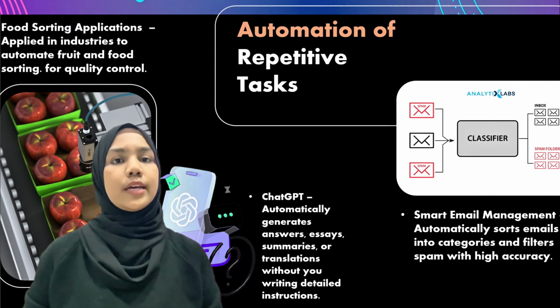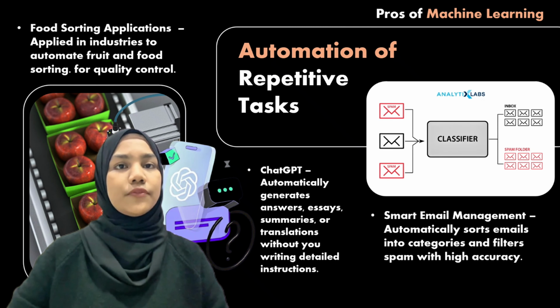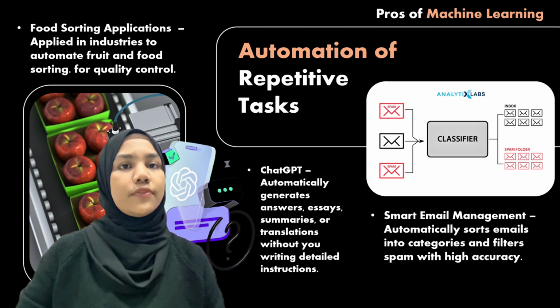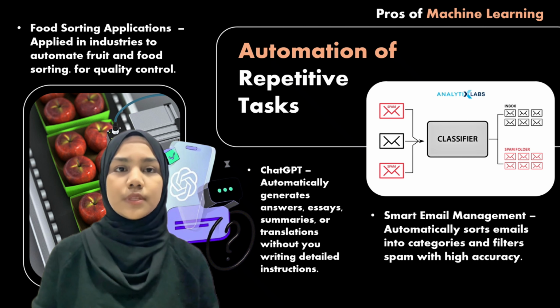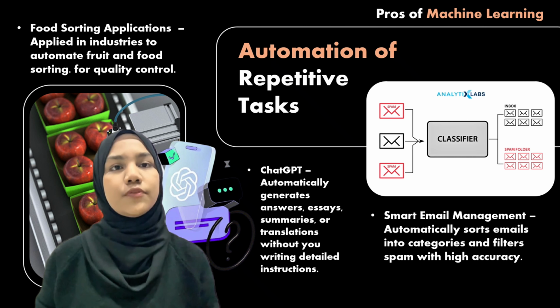Next, let's take a look at the pros and cons of machine learning. So let's start with the pros. The first one is automation of repetitive tasks. One of the biggest advantages of ML is that it can take over boring and time-consuming jobs. For example, your email inbox can automatically separate important messages from spam.